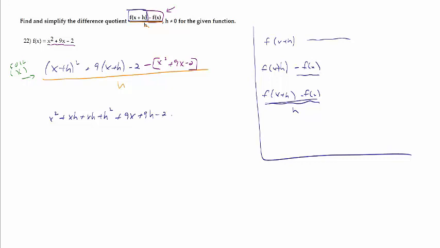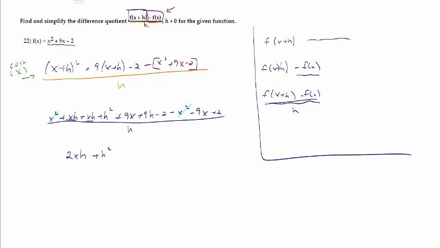And then here I'm going to distribute the negative sign. So minus x squared minus 9x plus 2, all of this over h. Now I'm going to combine like terms. So notice that my x squared and my minus x squared cancel each other out. I have x squared plus x squared, these two right here, so that gives me 2xh. I have an h squared, so plus an h squared.